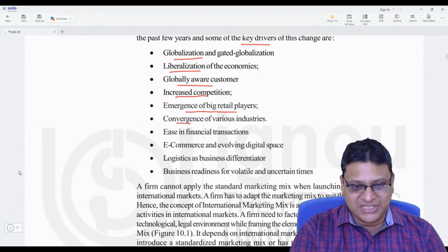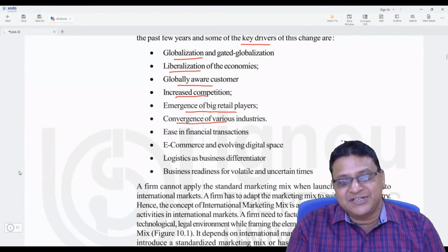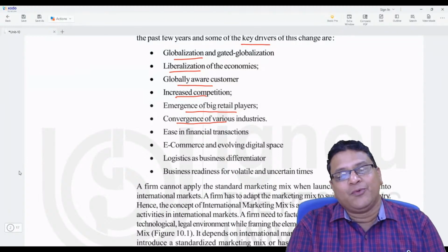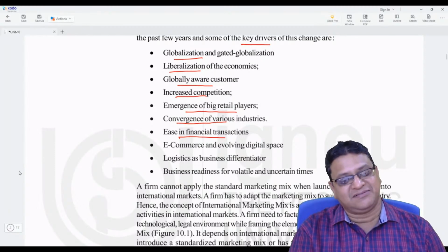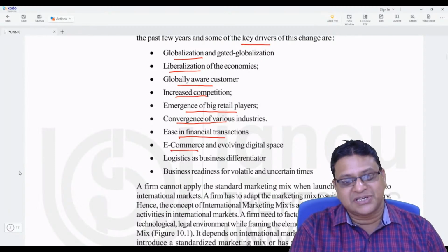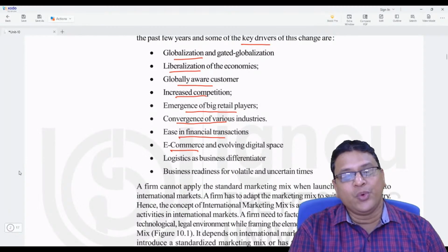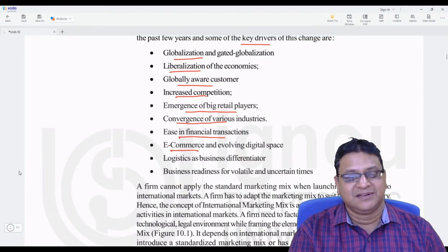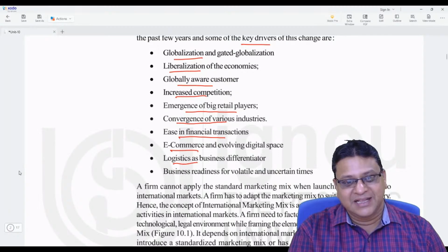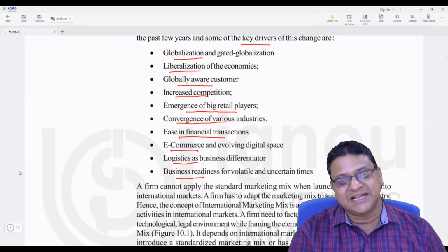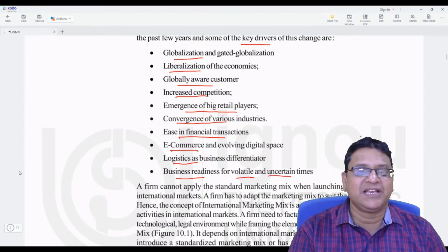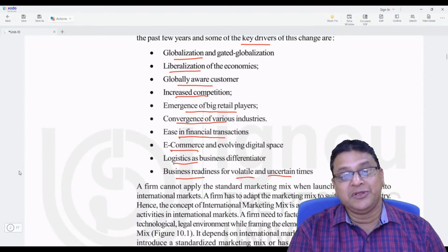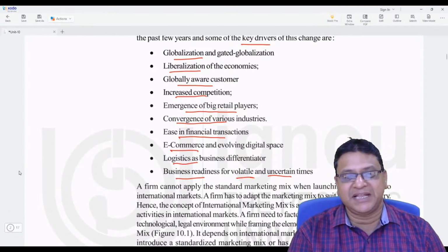Then there is convergence of various industries. Various industries come together to design one product. Then there is ease in financial transactions. E-commerce has changed the way we do business. Logistics has been simplified, and business unpredictability, volatility and uncertainty are increasing. As we are in a VUCA world, the importance of international marketing is much greater.